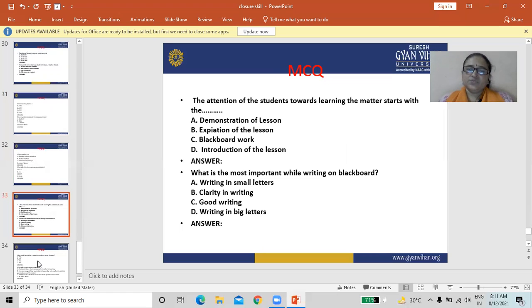Next MCQ. What is the most important while writing on the blackboard? Option A, writing in small letters. Option B, clarity in the writing. Option C, good writing. Option D, writing in big letters. Choose the appropriate answer, and send me your answer in my comment box.